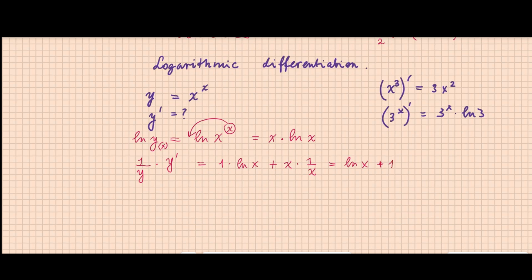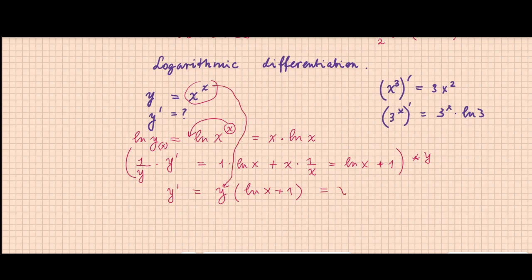Very simple expression, right? Now, guys, what I'm going to do, I'm going to solve it for y prime because I'm searching for y prime. I'm going to multiply both sides of this equation by y. Here y cancels, and here y is just going to be multiplied by ln of x plus 1. I'm almost done. I just need to substitute back what I actually have for y.